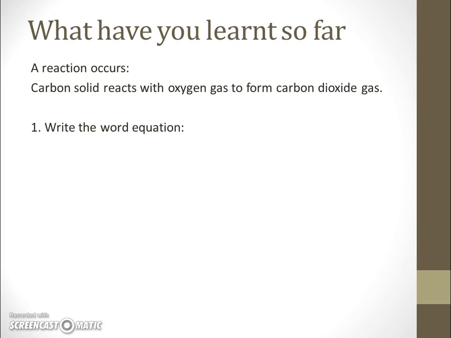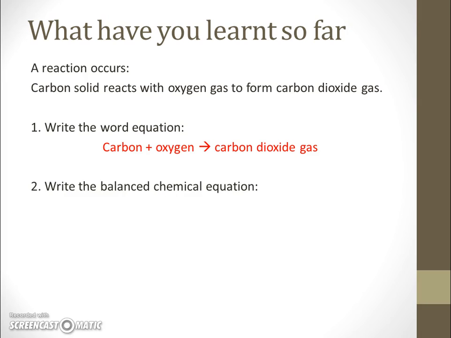And you have learned step 1, how to write the word equation. So in this case, the word equation will just be carbon plus oxygen gas, arrow, carbon dioxide gas. So the first thing you have learned is to write word equations. The second thing you have learned is how to write a balanced chemical equation.